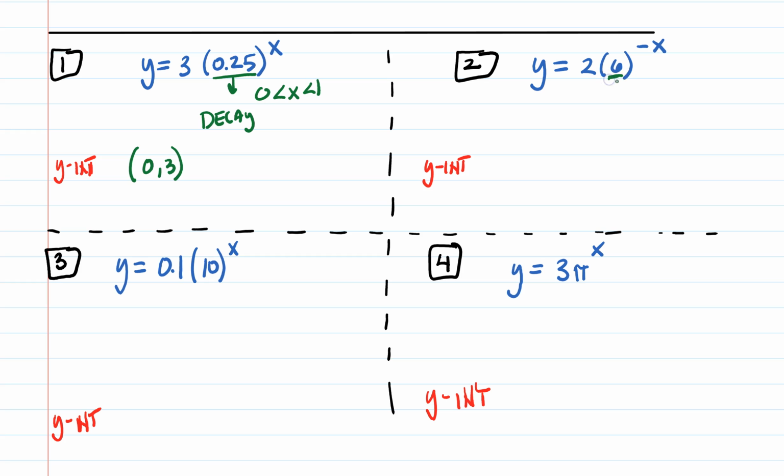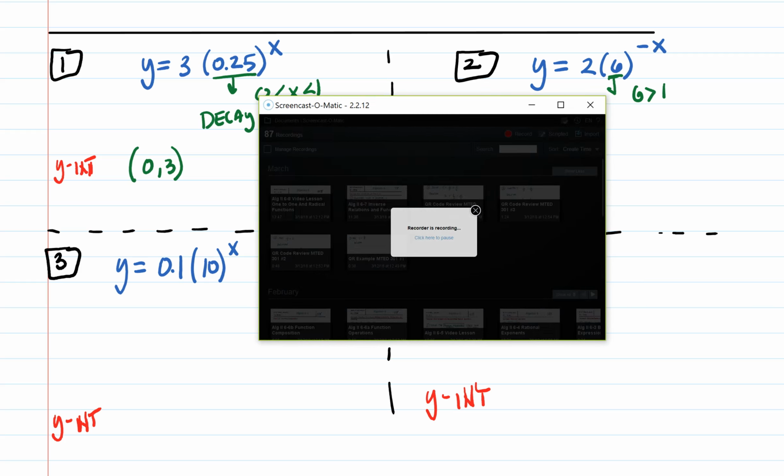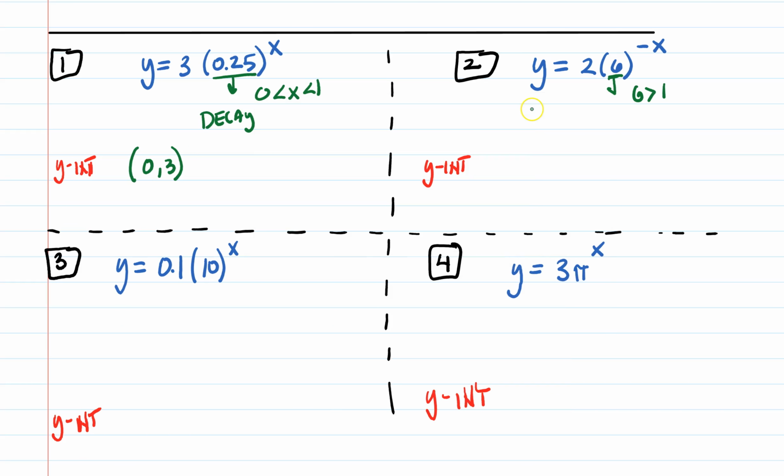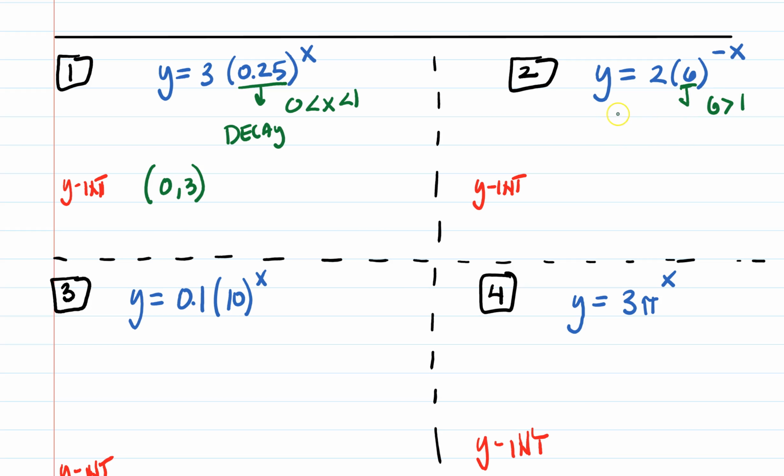In this one, since 6 is greater than 1, we're going to have exponential growth. But then, of course, since I have this negative exponent up here, it means that my graph is going to be looking something like... Sorry, my pen froze for a second there. But anyways, since I have a negative x up in the exponent, the graph will be going down. So that means that I'm going to have exponential decay. And when I plug in a 0 for x, I would have the point (0, 2) for my y-intercept.